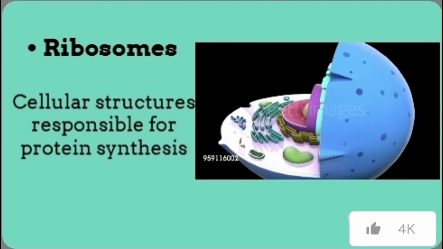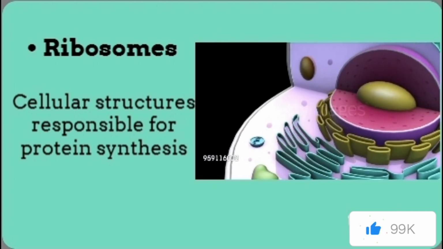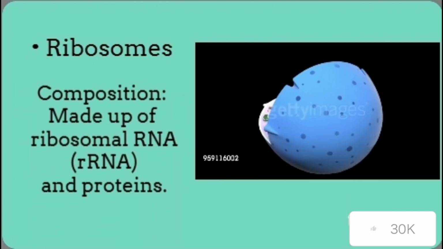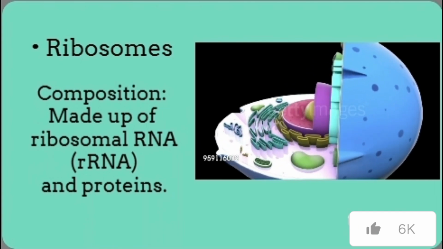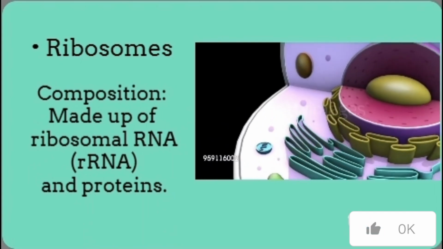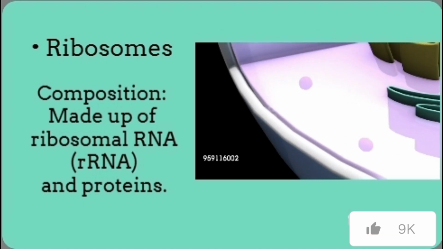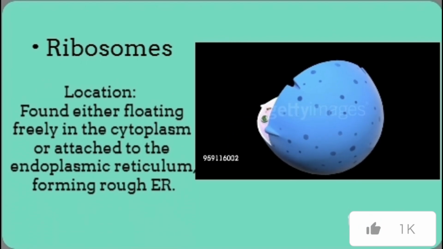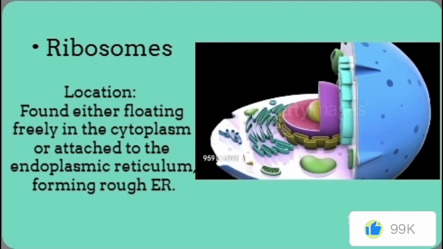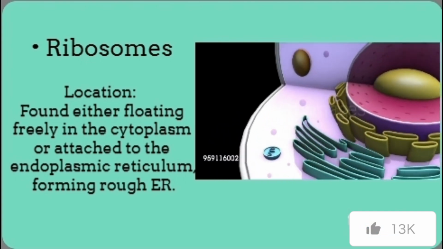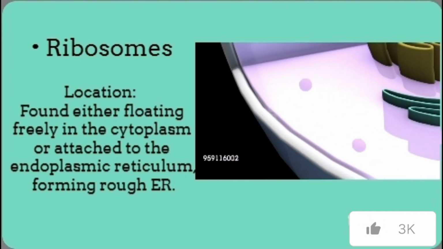Ribosomes are fundamental cellular structures responsible for synthesizing proteins. Ribosomes consist of ribosomal RNA and proteins, essential for protein synthesis within cells. Ribosomes are located either freely floating in the cytoplasm or attached to the endoplasmic reticulum, forming what is known as rough endoplasmic reticulum.